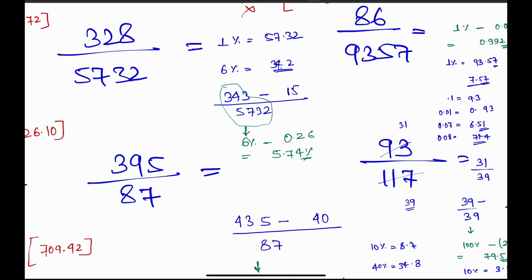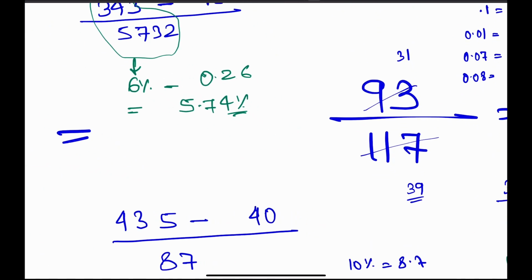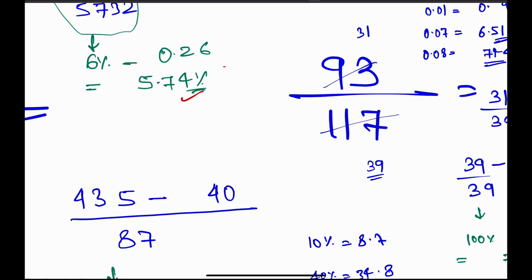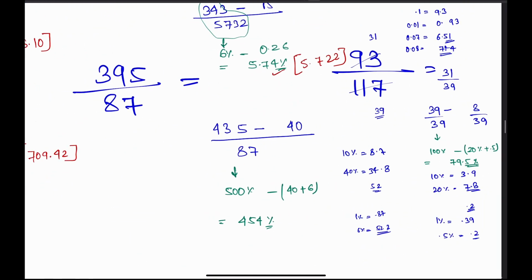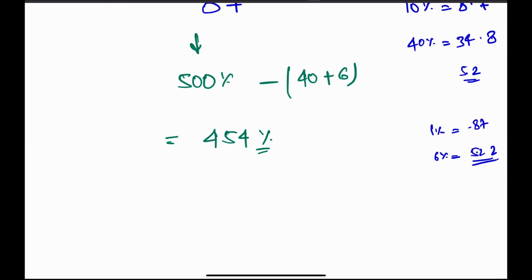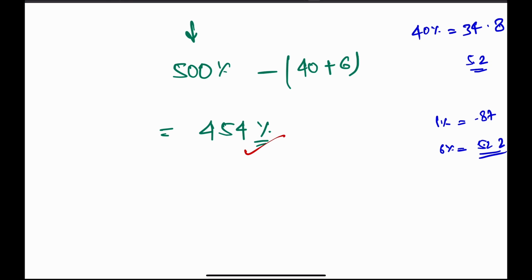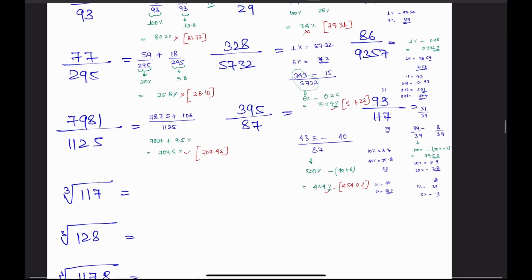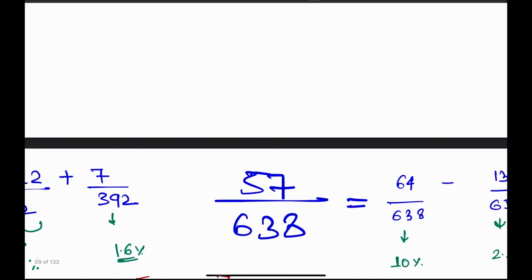328 divided by 5732. Yeah, this is correct. The answer is 5.722. Next one being 395 divided by 87. 4.454. Yeah, correct. 454.02. Yeah, this one is correct.